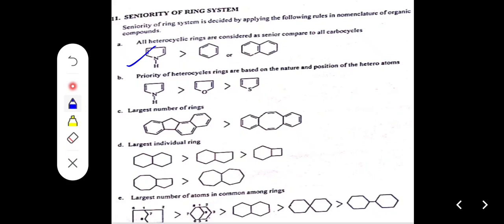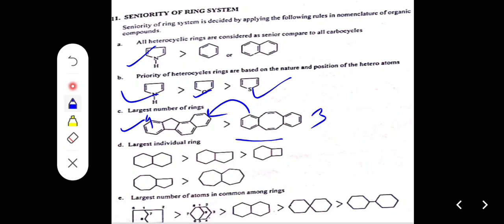Next rule: the priority of heterocycle rings is based on the nature and position of the heteroatoms. Always remember, pyrrole has more preference than furan, and furan has more preference than thiophene. This is pyrrole, this is furan, this is thiophene. The one having the largest number of rings has preference over the other. If one has three rings and the other has four rings, then four rings have preference over three rings.